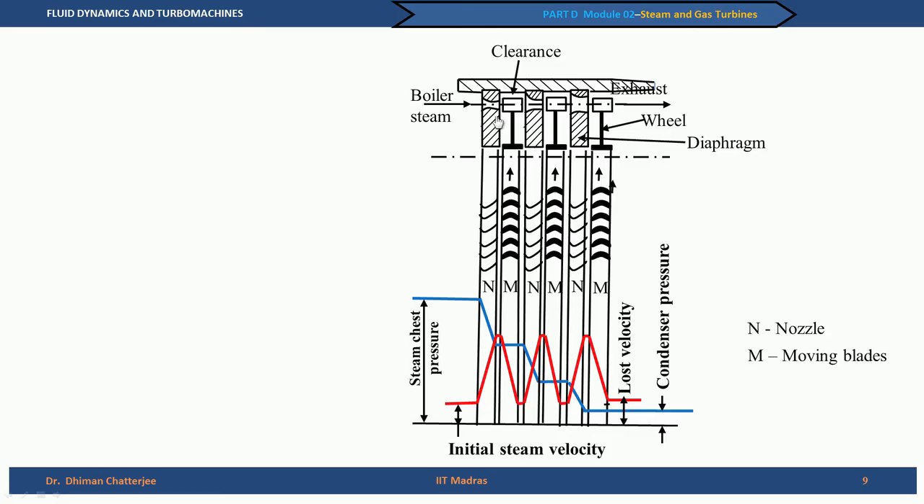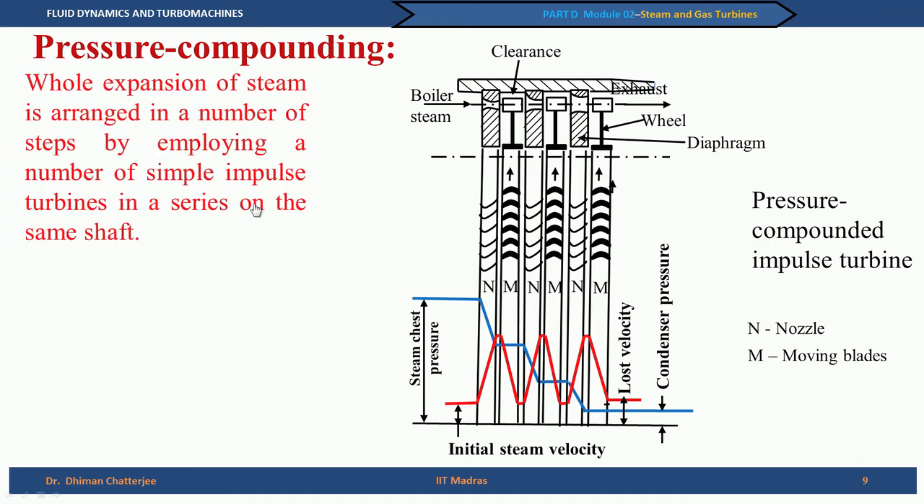So, what does this combination of one nozzle and one moving blade tell you? It tells you that this is one stage. So, we can say that in a pressure compounding steam turbine, the whole expansion of steam is arranged in a number of steps by employing a number of simple impulse turbines in series on the same shaft.